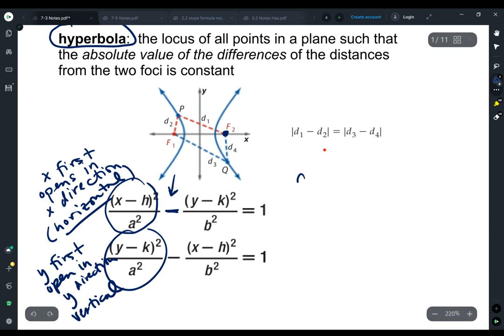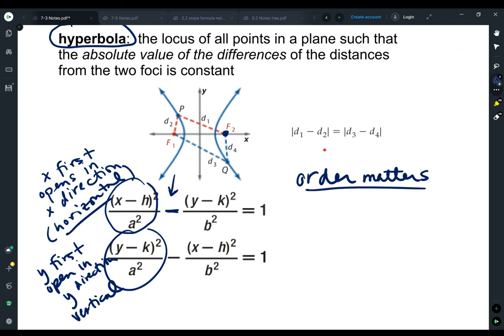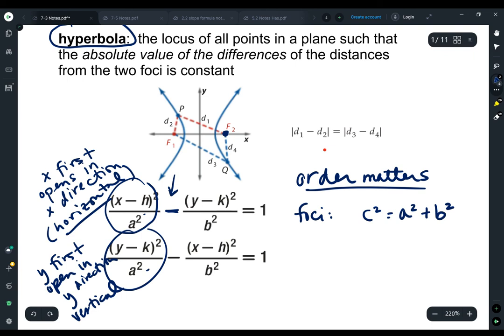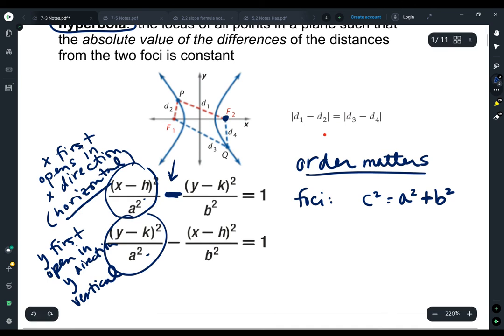This means that when we're looking at a hyperbola, our order matters. When we worked with ellipses, a was always the bigger one. When we're looking at hyperbolas, a squared is always our first one. So the order matters instead of the size. So a squared is first. Our equation for our foci is really similar to what we did before. It's c squared equals a squared plus b squared. So if we think about how there's a minus sign in our equation for our hyperbola and a plus in our equation for the foci, it's really backwards from what we did for ellipses.